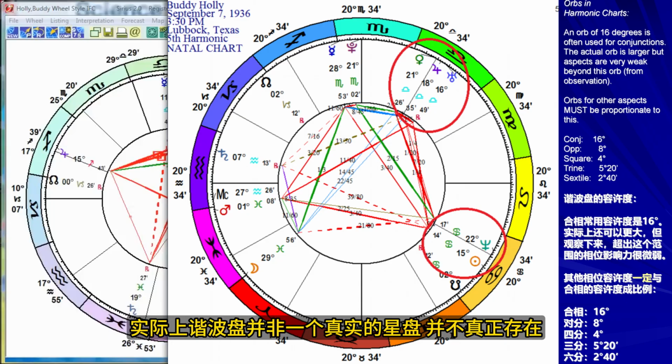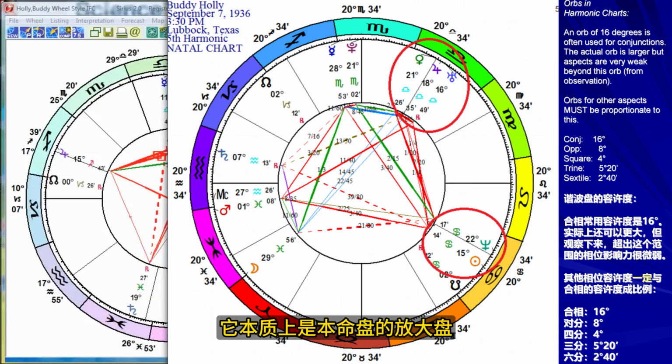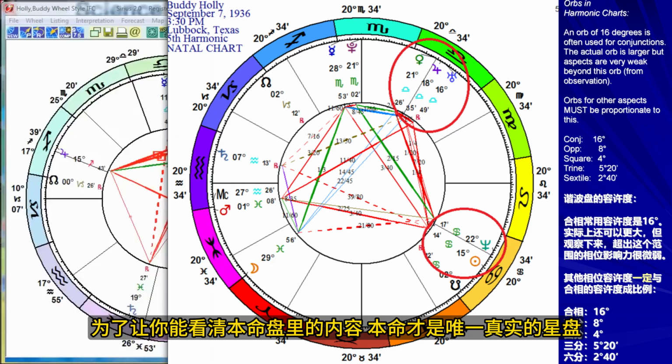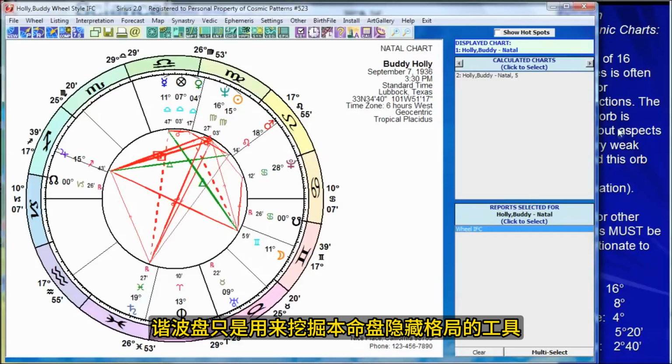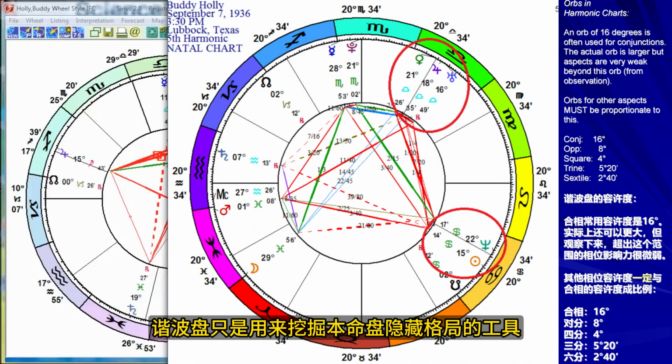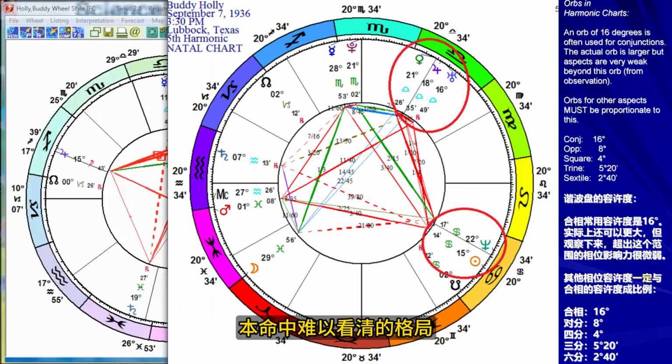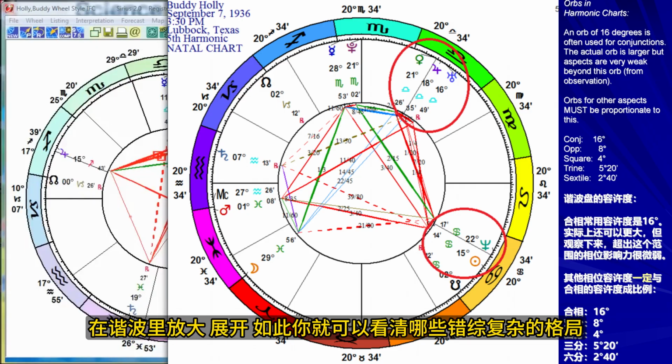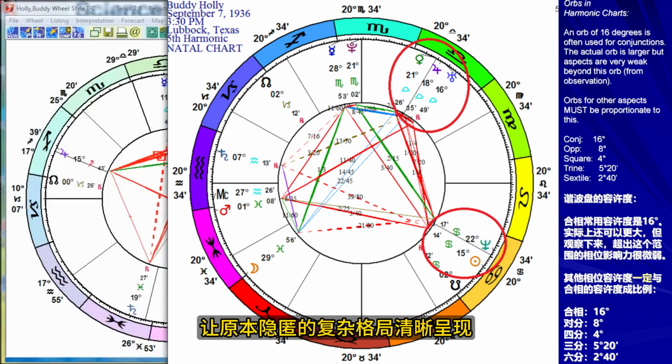Because the harmonic chart really doesn't exist. It's not a real chart. It's a magnification of the natal chart so you can see what's in the natal chart. This is the only real chart, his natal chart. This harmonic chart is a way of seeing patterns in the natal chart that otherwise are difficult to see. It blows it up, expands it around, so you can see those intricate patterns that otherwise we cannot see.